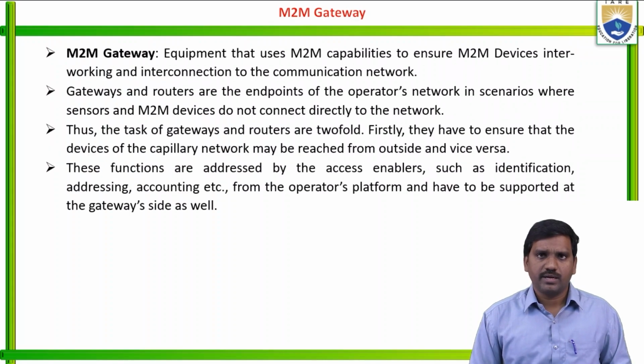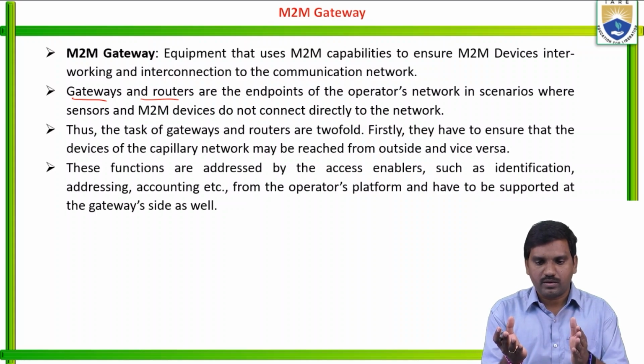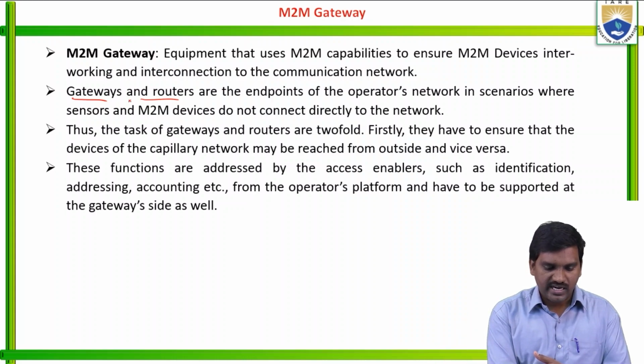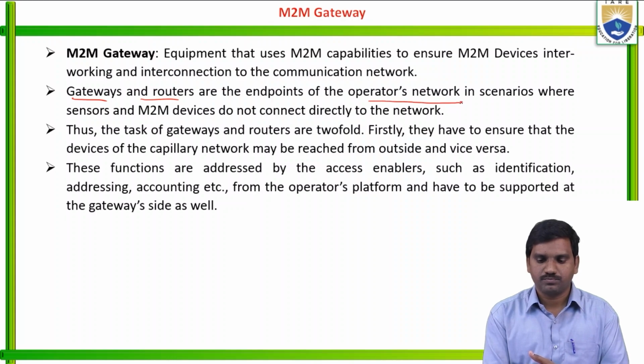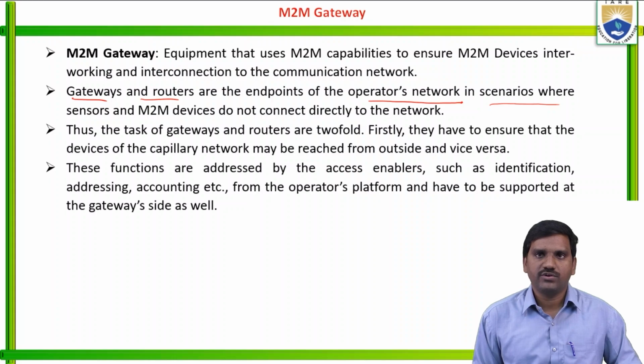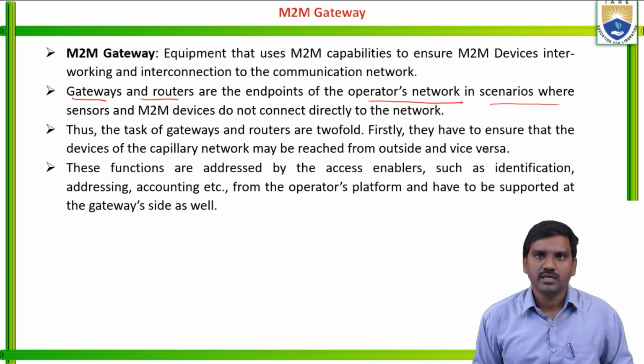Next, M2M gateway. The M2M gateway is equipment that uses M2M capabilities to ensure M2M devices' interworking and interconnection to the communication network. Gateways act as routers, transmitting data from one domain to another. Gateways or routers are the endpoints of the operator's network in scenarios where the sensors and M2M devices do not connect directly to the network. The task of the gateways and routers is twofold. Firstly, they have to ensure that devices of the capillary network may be reached from outside and vice versa.